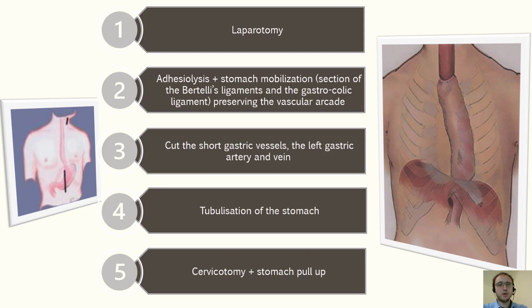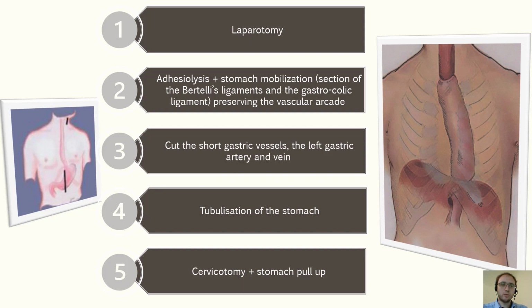We performed a laparotomy with an intensive adhesiolysis and mobilized the stomach with the section of the gastrohepatic ligament and gastrocolic ligaments, preserving the vascular arcade. We then cut the short gastric vessels, the left gastric artery and vein. Then we performed a Kocher maneuver in order to complete the total mobilization of the stomach. The tubulization of the stomach was then done by 8 charges of a violet 45 mm Endo GIA.